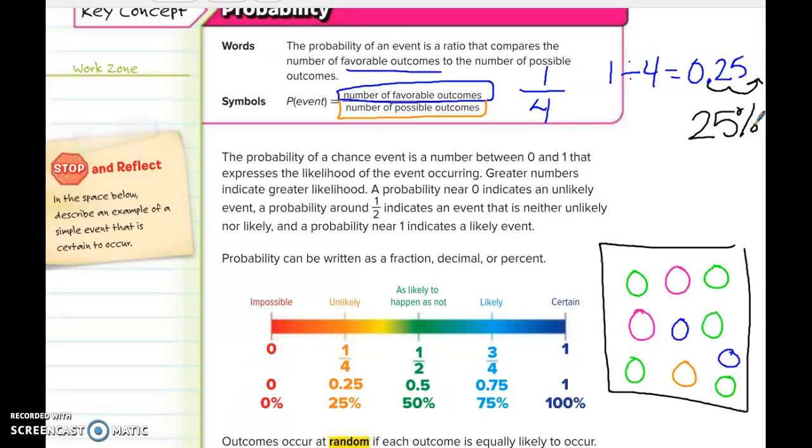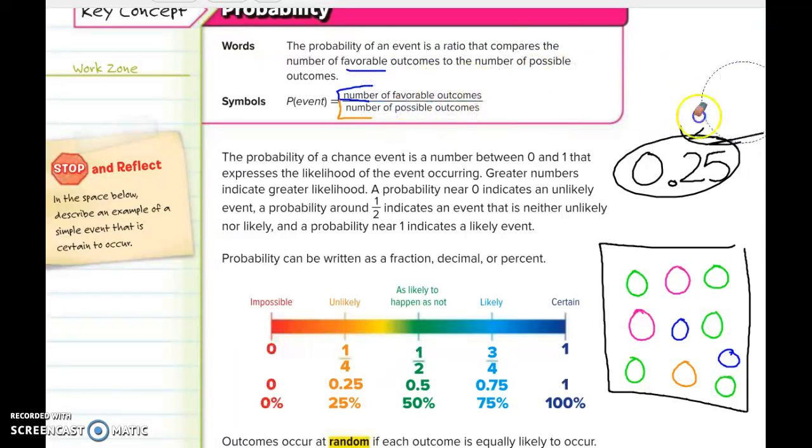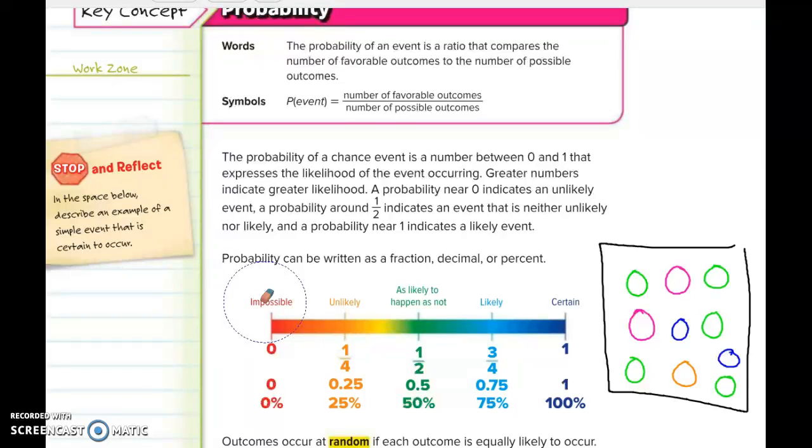So my 3 answers for finding probability are fraction, decimal, and percent. Okay? I will expect all 3 answers on your assignments and tests. Okay, we have some more vocabulary to talk about though. So down here we have a spectrum.